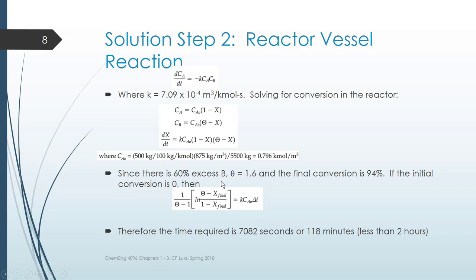We have 60% excess B. You can kind of fight your way through the math on your own, but integrating this expression, you end up with this expression here. Plugging in the values that we know, we end up with the time is 118 minutes. It's less than 2 hours, not a lot less, but it's less. So we're good. We've got a satisfactory design for our reactor.